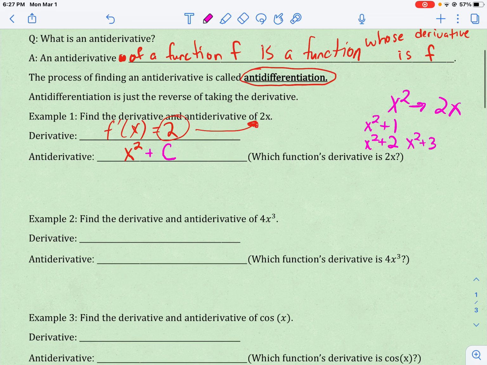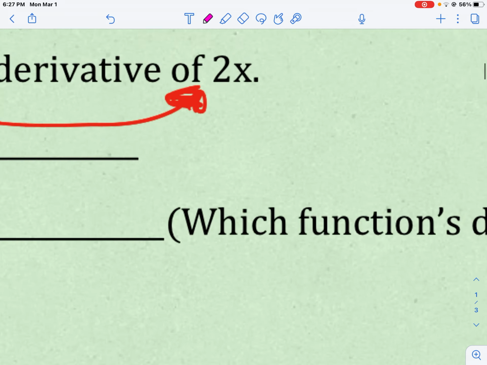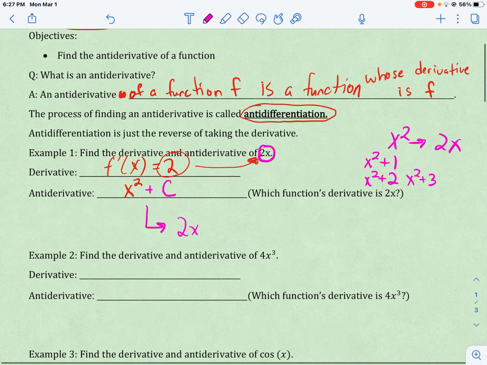The reason we put plus c is that c represents a constant, so c could be any number. Again, if we took the derivative of x squared plus c, we would get 2x plus 0, or just 2x, because the derivative of c, a constant, is 0. So we know we got the right answer, because if we take the derivative of the antiderivative, we end up with what we started with, which was 2x. Okay, let's keep going.